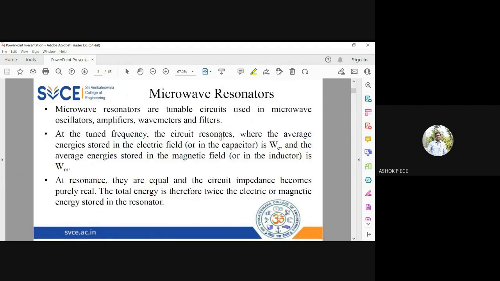So first we'll see about microwave resonators. Resonators are used in various applications. They are used in oscillators, amplifiers, wave meters, and filters. Resonators are designed at a particular frequency. They resonate and produce maximum response.